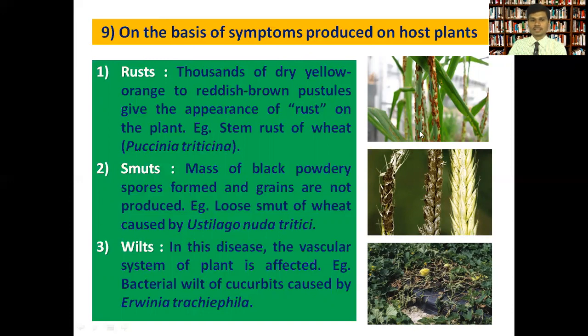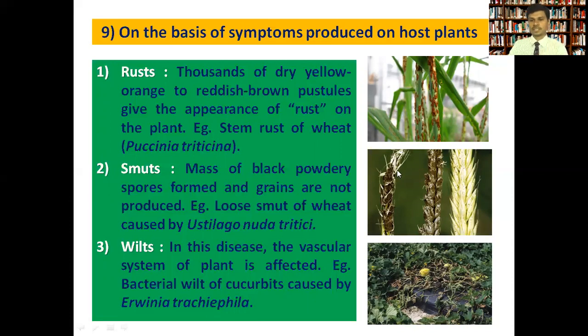Here we can see the rust symptoms, smut symptoms and wilting symptoms. Here we can see on the wheat plant, the whole plant shows small reddish-brownish pustules on the stem that look like rust. That's why this disease is called a rust disease, and it is caused by Puccinia triticina.